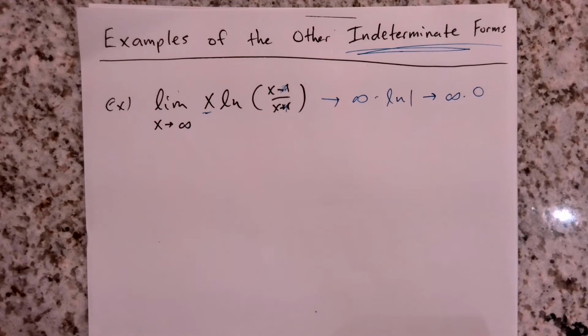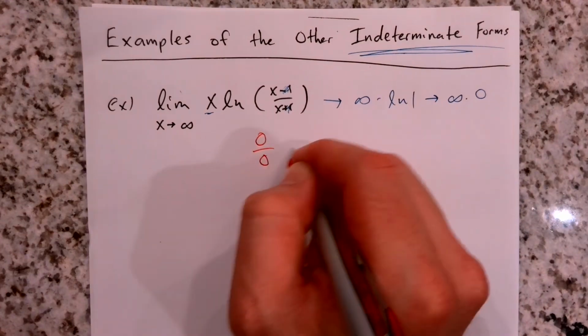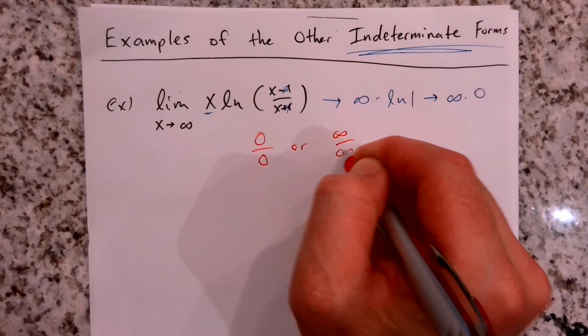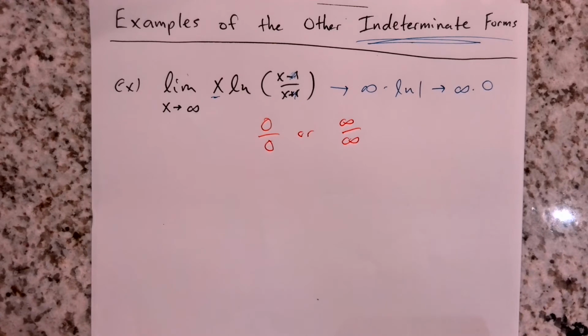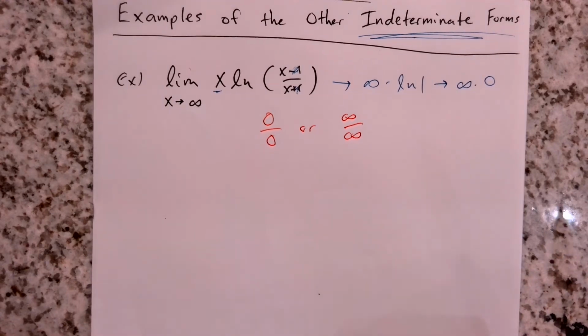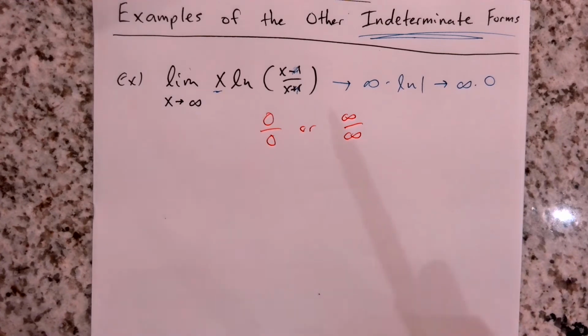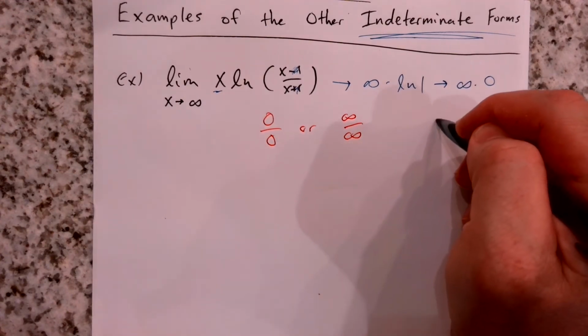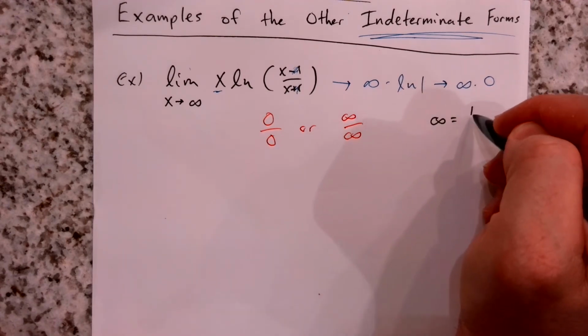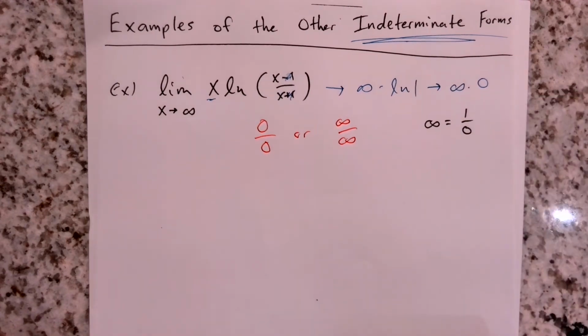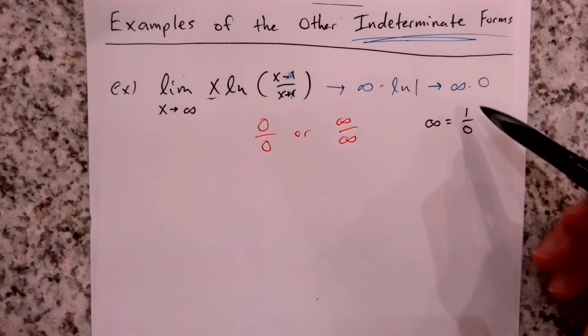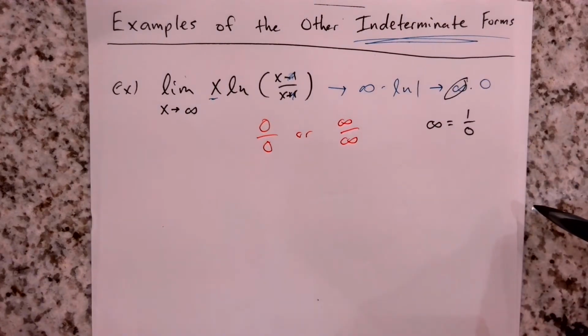But we also can't use L'Hopital's rule on this. We need one of two forms for L'Hopital's rule. We need either 0 over 0 or infinity over infinity. So before we do any calculus, we have to first do the algebra to turn this expression into one of those. And the way to do it is to use the fact that infinity equals 1 over 0. And so we can essentially rewrite that infinity as 1 over 0.